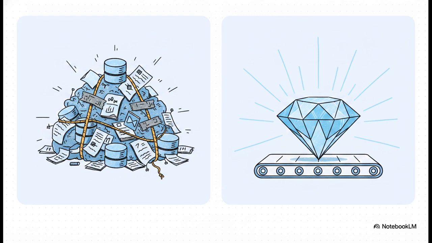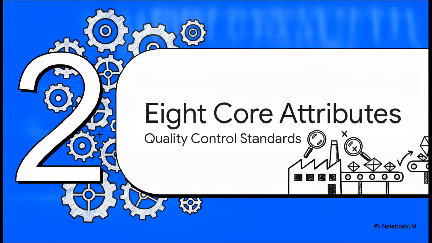But the new way, the data product way, it treats data as a first-class product. It is a curated, trusted asset delivered deliberately to internal or external users. It's a true manufacturing approach that finally brings order to all that chaos. Moving on to part 2, the 8 core attributes, which act as our strict quality control standards.